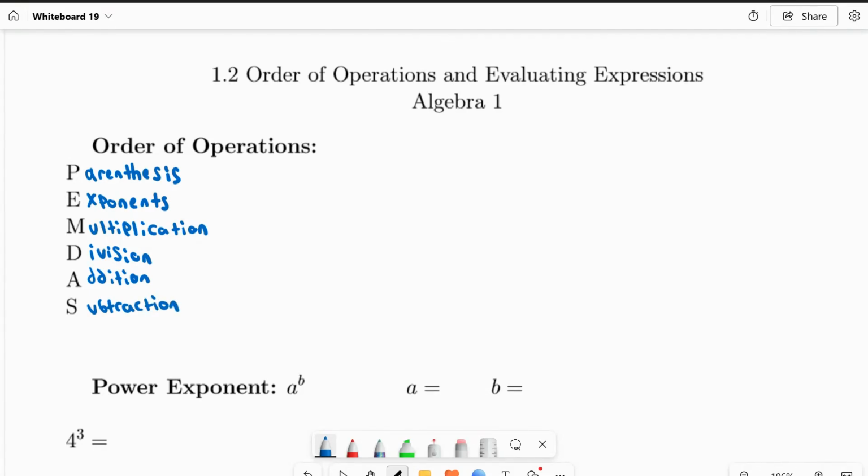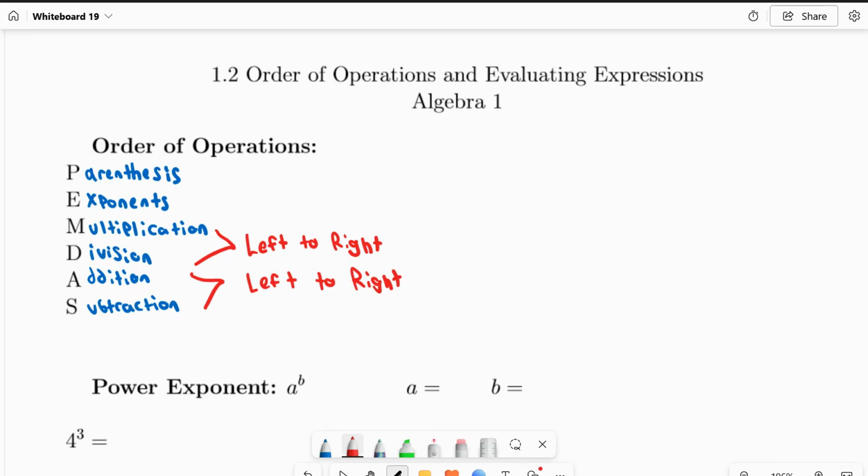All right, remember, once you get down to multiplication and division, as well as addition and subtraction, that's when you have to go from left to right, because that acts as the tiebreaker. All right. So let's do a couple of quick examples here.